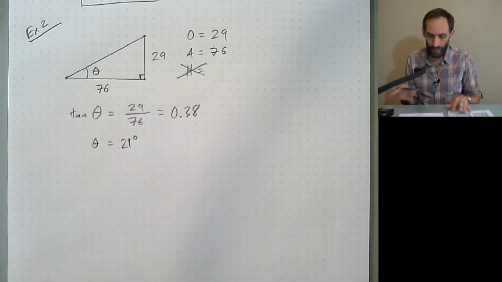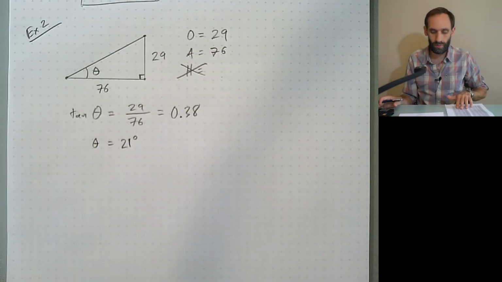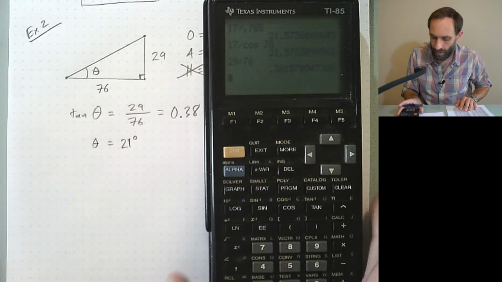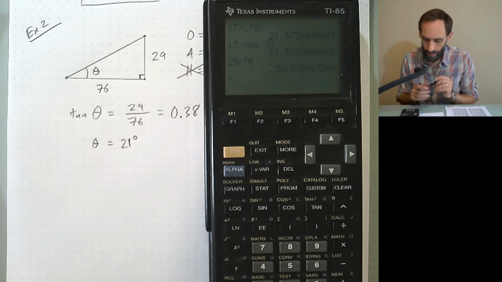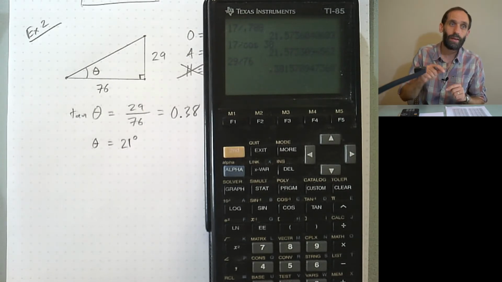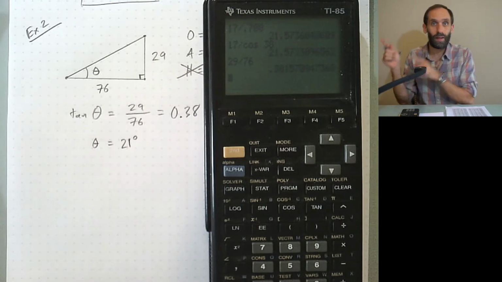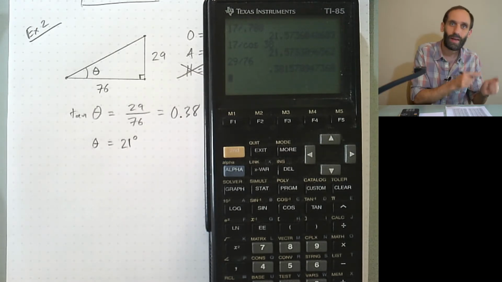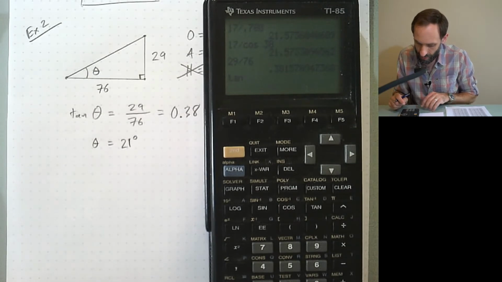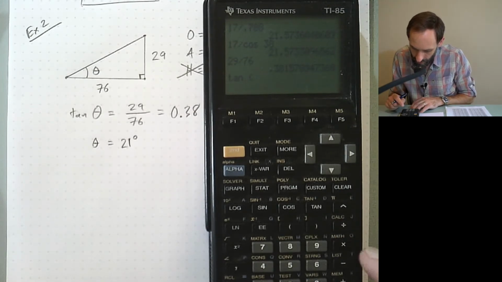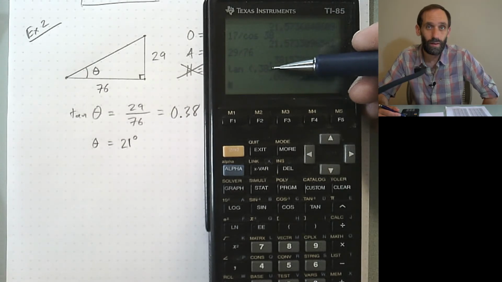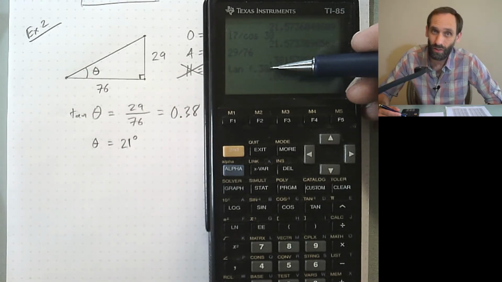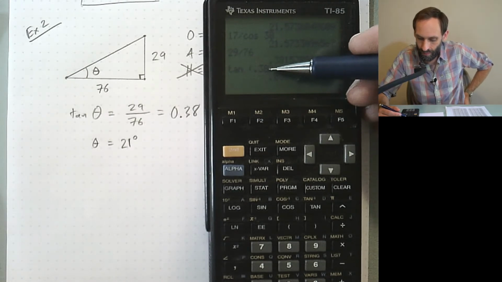Okay. But what if you don't have the table or you'd just rather use your calculator? Well, this is where we have to use the inverse trig functions. So basically, instead of putting in an angle and getting out a ratio, we need to put in a ratio and get out an angle. If I put in the tangent of, what was the ratio, 0.38, it's going to give me this because it's thinking that I'm asking it for the tangent of 0.38 degrees. But I want this to be the ratio.